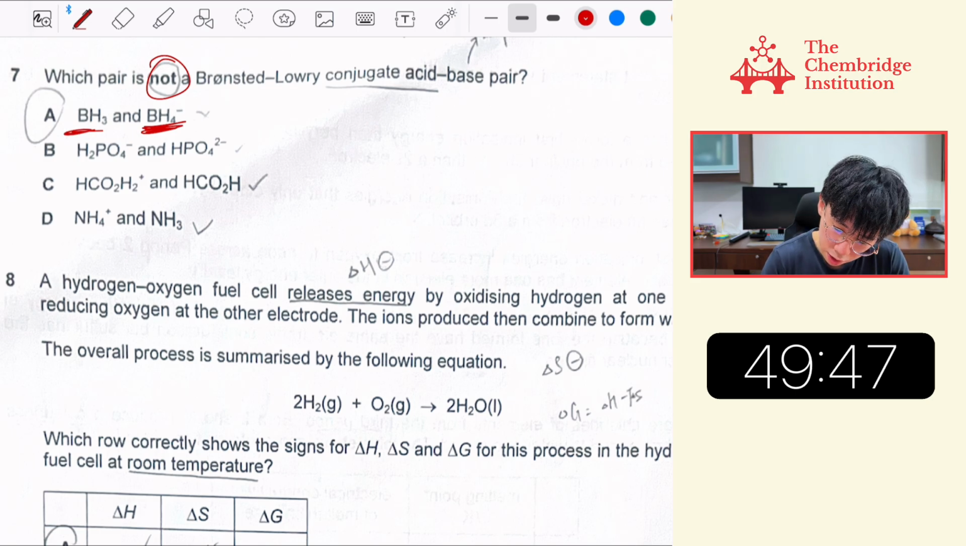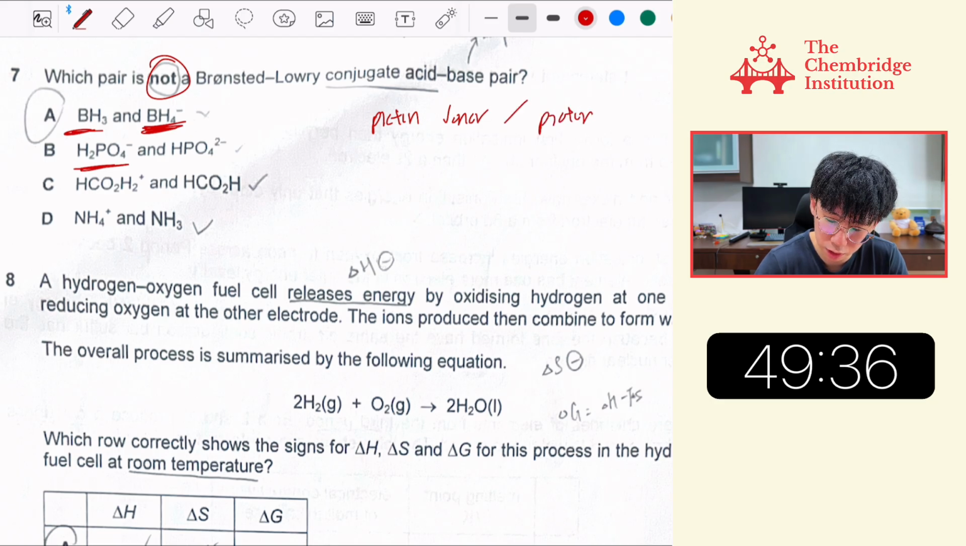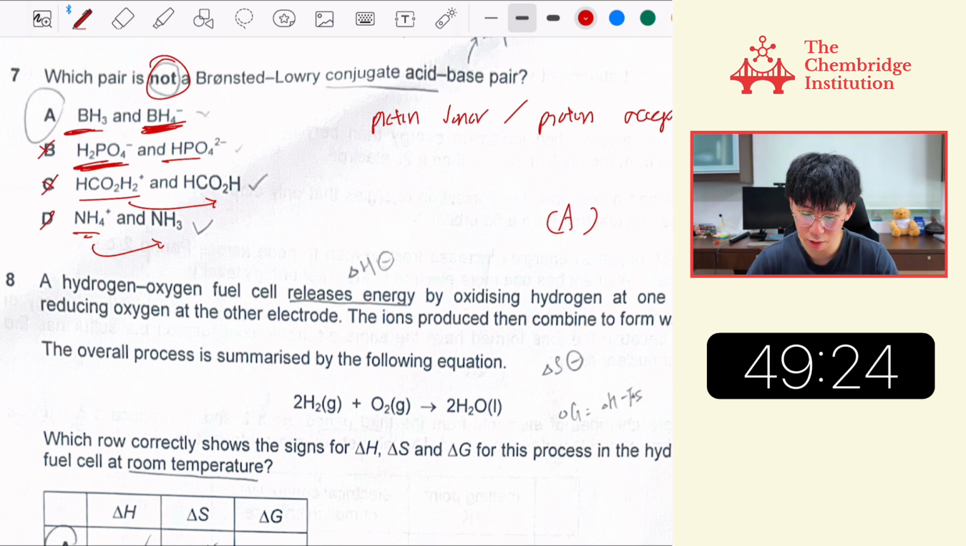Let's look at B. H2PO4 minus and HPO4 2 minus. Yep, this looks like it donates a proton. So remember, we're looking for a proton donor and proton acceptor. Yep, this looks like it donated a proton to form this. This one looks like it donated a proton to form this. So the answer looks like A. Can't be B, C, or D. These look like proper pairs.